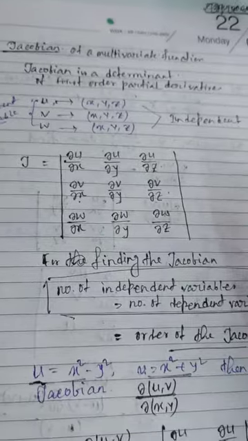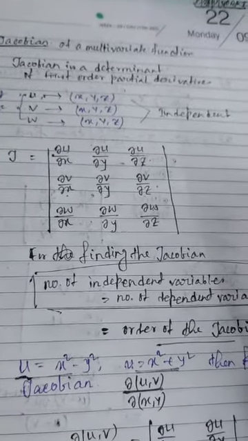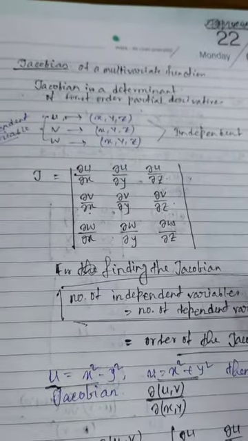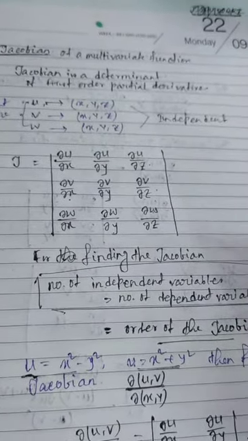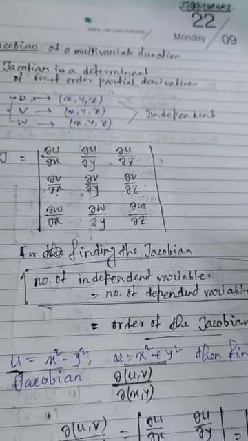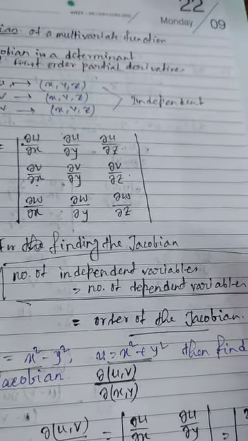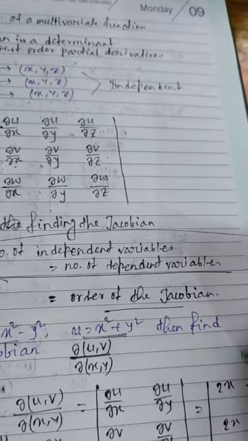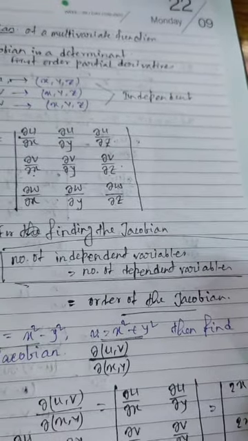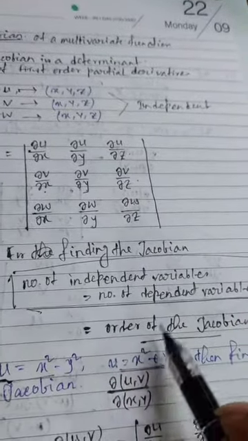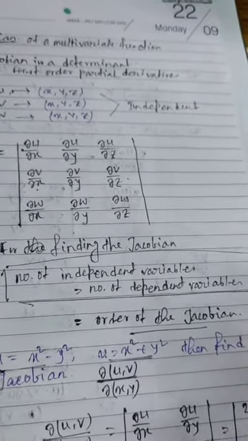So here we have to remember that for finding the Jacobian of a multivariate function, the number of independent variables must always be equal to the number of dependent variables, and the number of independent variables or dependent variables is always equal to the order of the Jacobian.